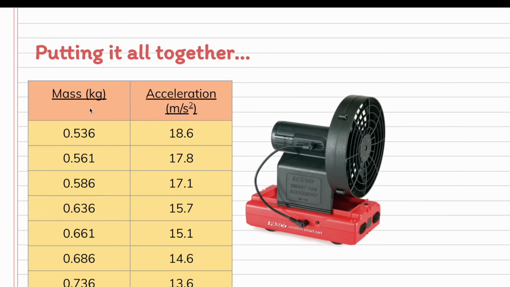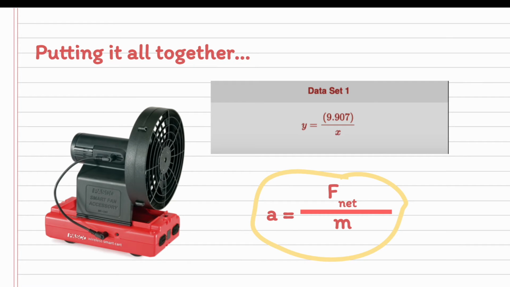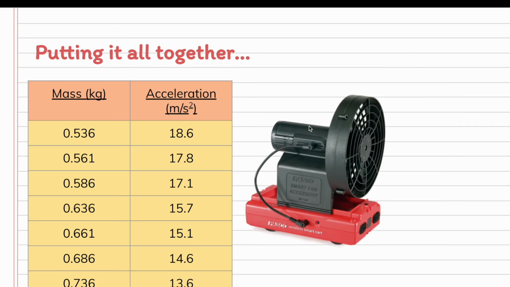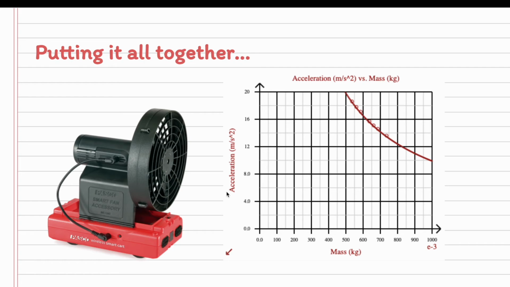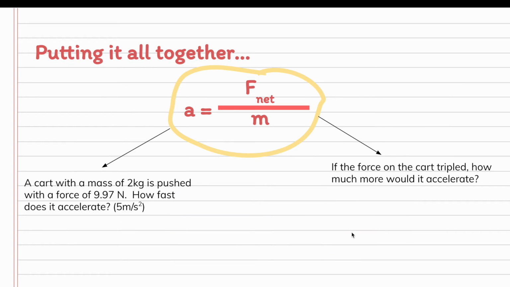I would use my data to make a graph, use the best fit line of that graph to make an equation. I would take my equation, and what's on the y-axis is acceleration, so y gets replaced with a. What's on the x-axis is mass, so x gets replaced with m. Once I have this equation, I can use it to calculate accelerations using the four-step method, or I can use it to make predictions using proportions, like if the force tripled, how much more would it accelerate? 3 times faster.